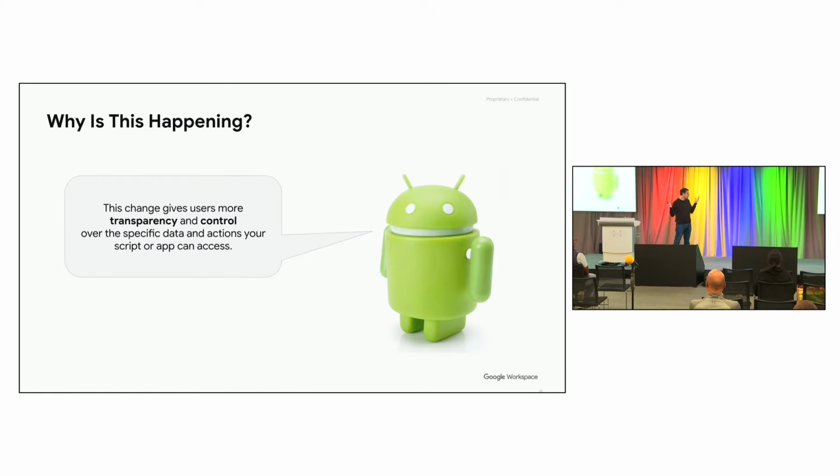This should be pretty obvious, but we want to give more transparency and control to users of these apps at the end of the day, so that they can pick and choose as they need to what data or capabilities they want your app to be able to see or do on their behalf.